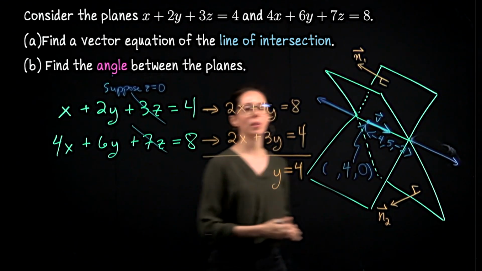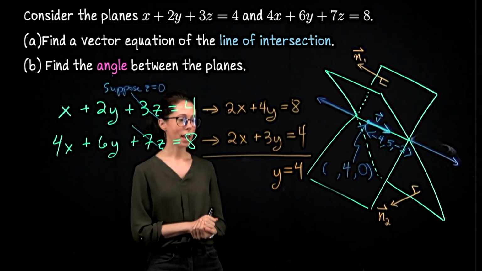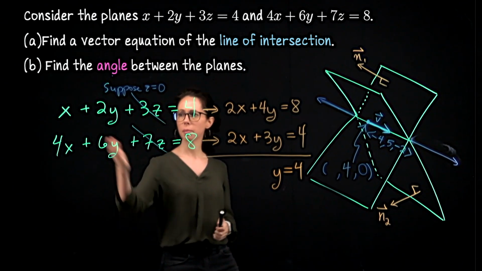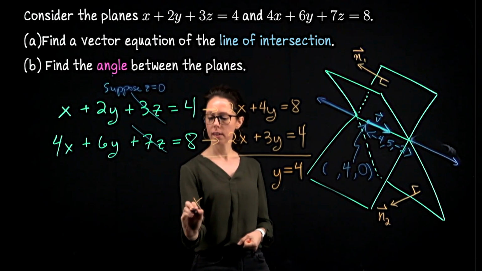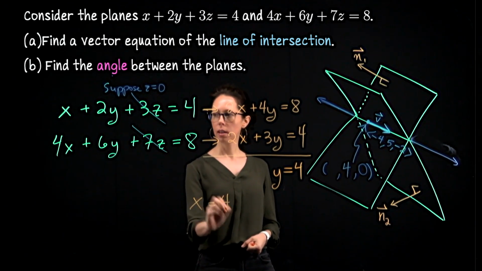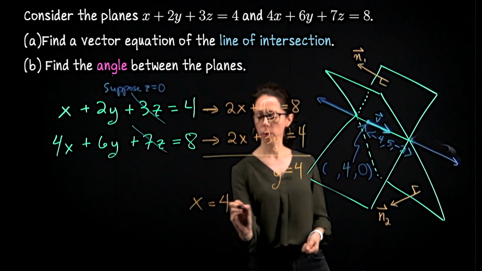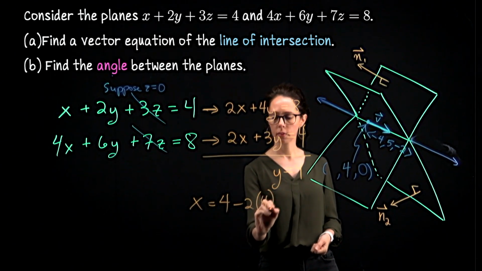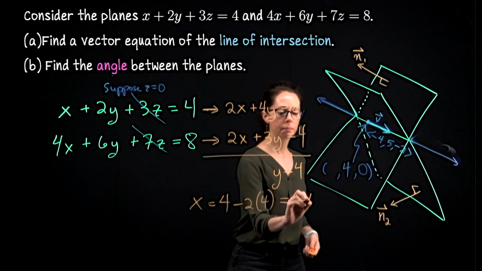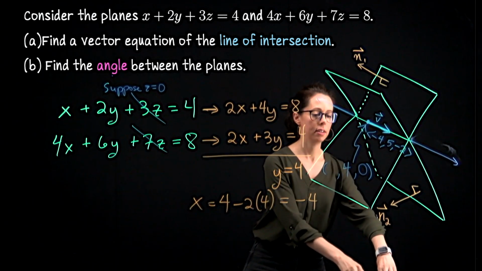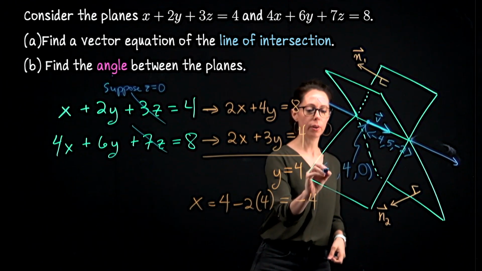Now all we have to do is figure out the remaining missing x-coordinate. For that, I'm going to revert all the way back to this original equation here and say that x is 4 minus 2 times the y-coordinate. That's 4 minus 8, which is negative 4. So this is negative 4.